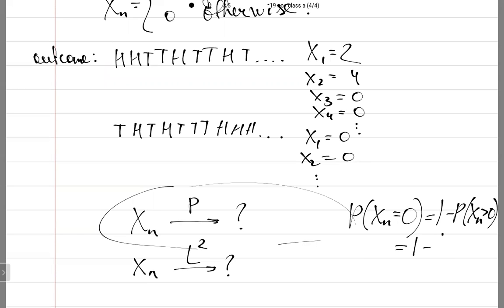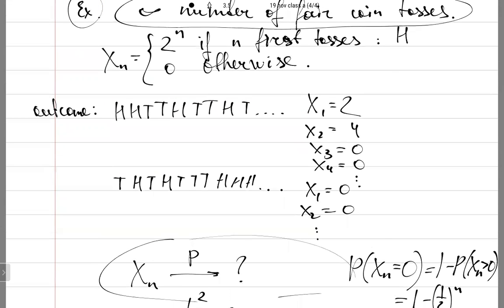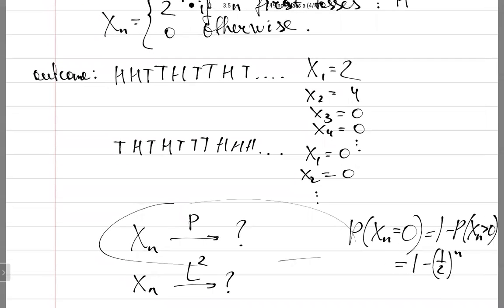And this is 1 minus 1 over 2 to the power n, because to have n consecutive heads, the probability is 1 over 2 to the power n. So with higher and higher probability, xn is 0. x100, we are almost sure that it is 0. x200 is 0 with very big probability, almost 1. So in probability, our sequence tends to 0.